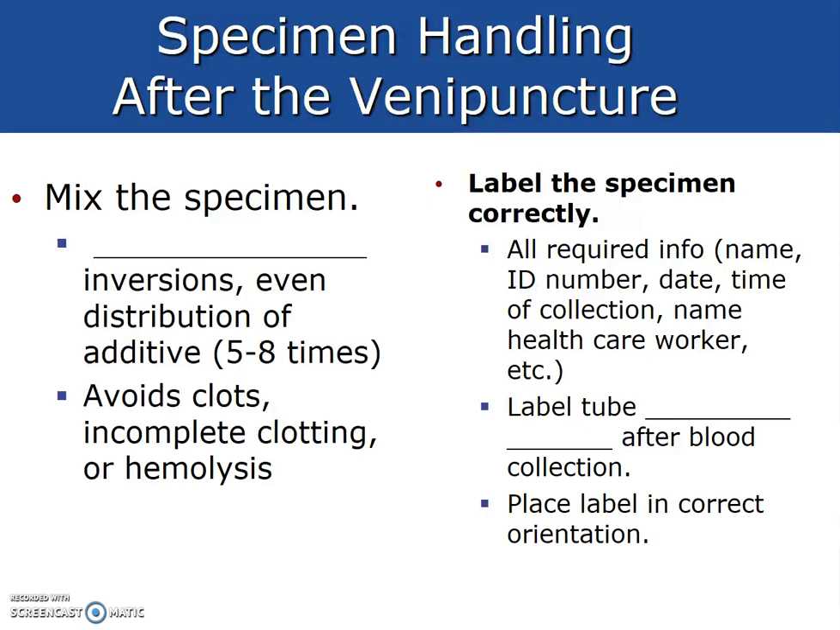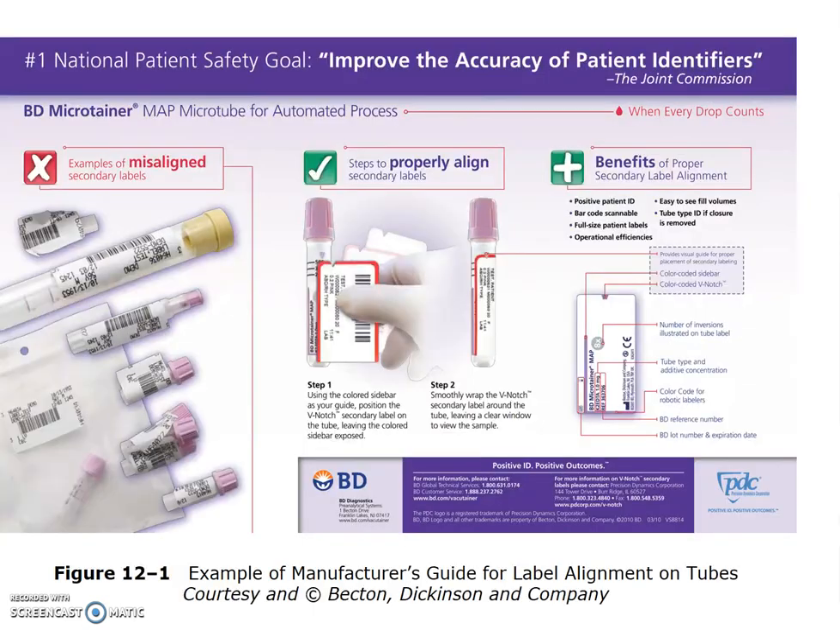We're going to label our specimen correctly. You're going to label the tube after the blood collection within the patient's site. All required information: name, ID number, date and time of collection, name of the healthcare worker, just to name a few. Place the label in the correct orientation, and it's going to be on the pre-existing label, and I will show you this in class. This is again just how we properly align.